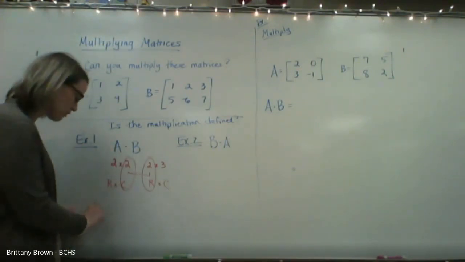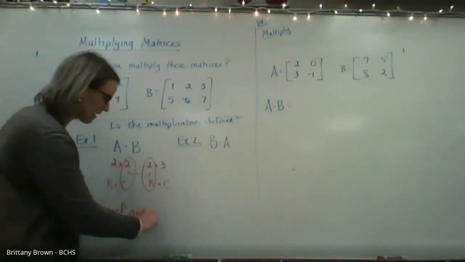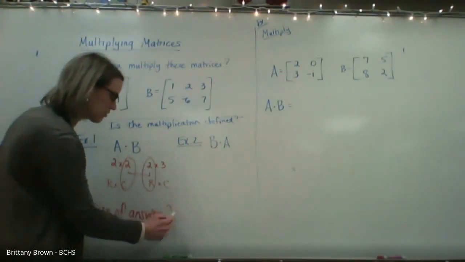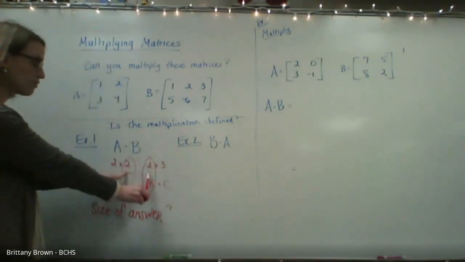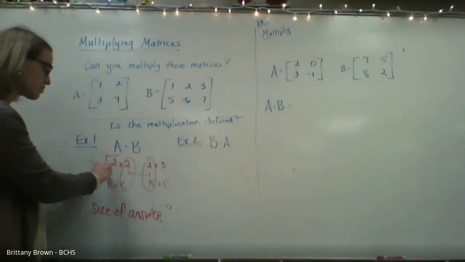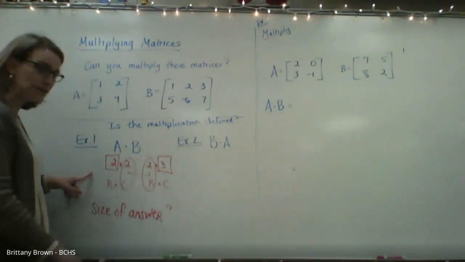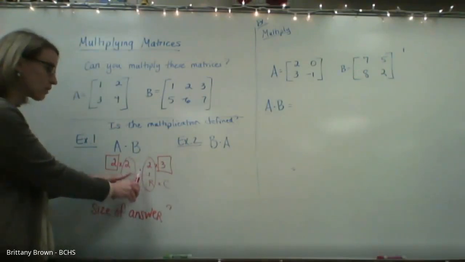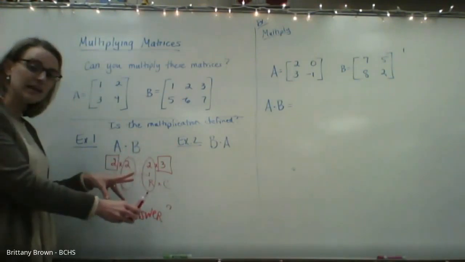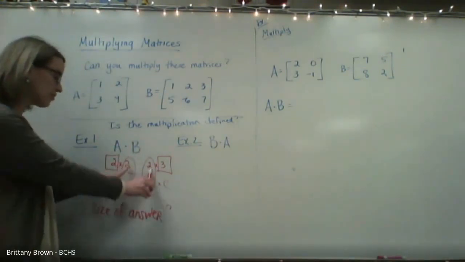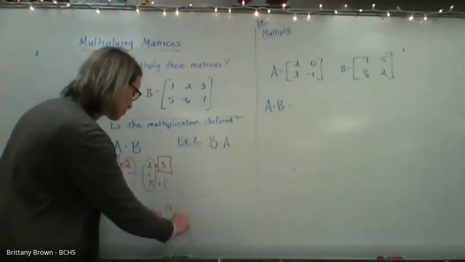My question is, what's going to be the size of the answer matrix? Here's how you figure it out. If the columns of A are the same as the rows of B, the answer matrix will be a 2 by 3. I like a really visual comparison of how to find the size of the answer matrix. If these two numbers are the same, the answer matrix is this big. So it's going to be a 2 by 3 for an answer.